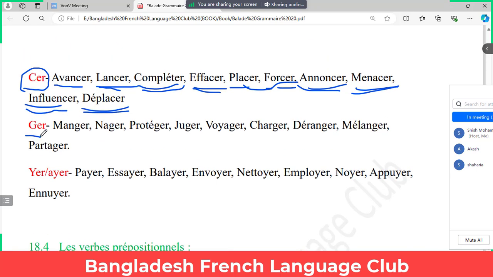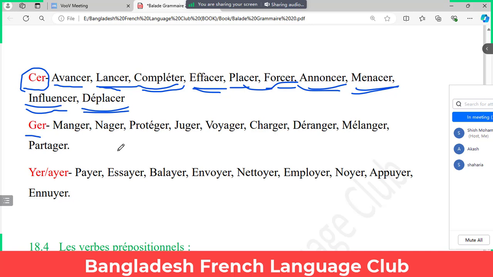Then the verbs ending in GER. You see manger, nager, protéger, voyager, charger, déranger, mélanger, and partager. So do you know the meaning of all the verbs?